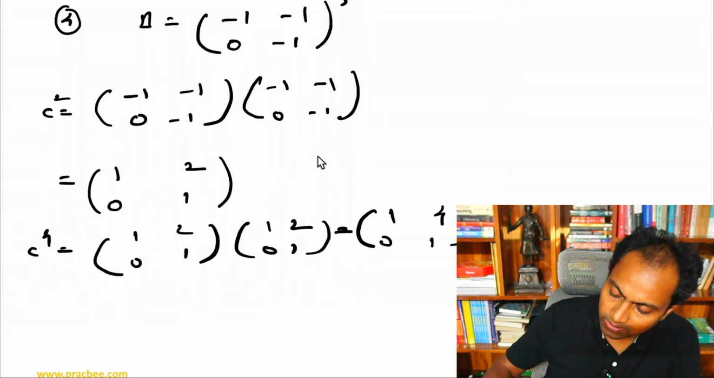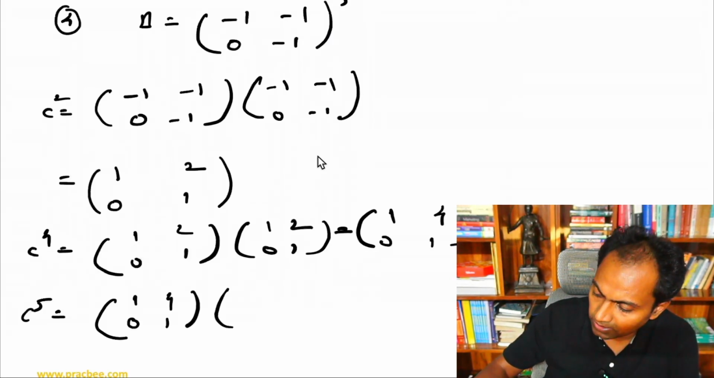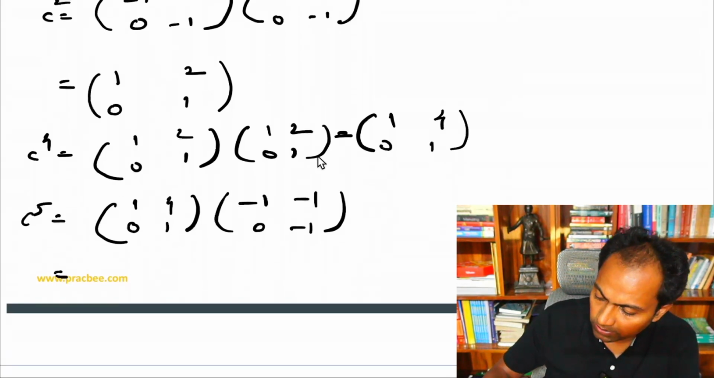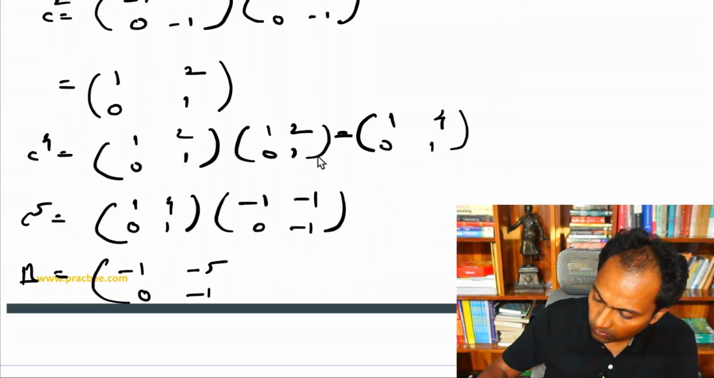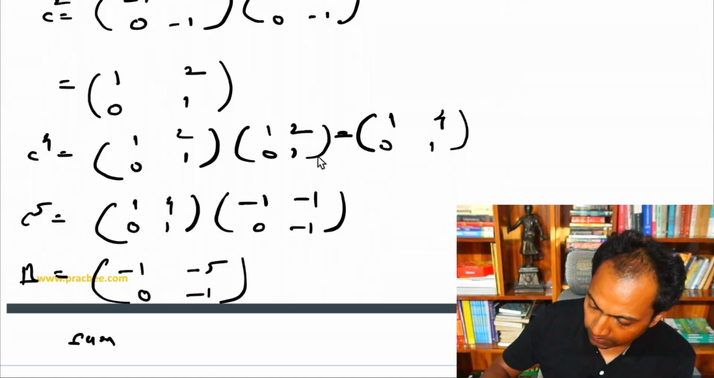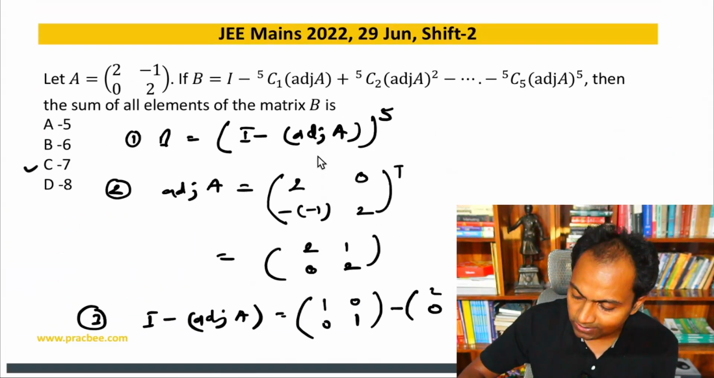And in the last part, if I want to find C raised to the power 5, I will take C raised to the power 4 and multiply with minus 1, 0, minus 1. And if I do it, what am I getting? This will become my B, fifth power, and this value will become minus 1. This will become minus 5, 0, minus 1. So if I find the sum of all the elements, it is going to be minus 1, minus 5, minus 1. Answer comes out to be minus 1. If you look into the options, you can see that C option matches.